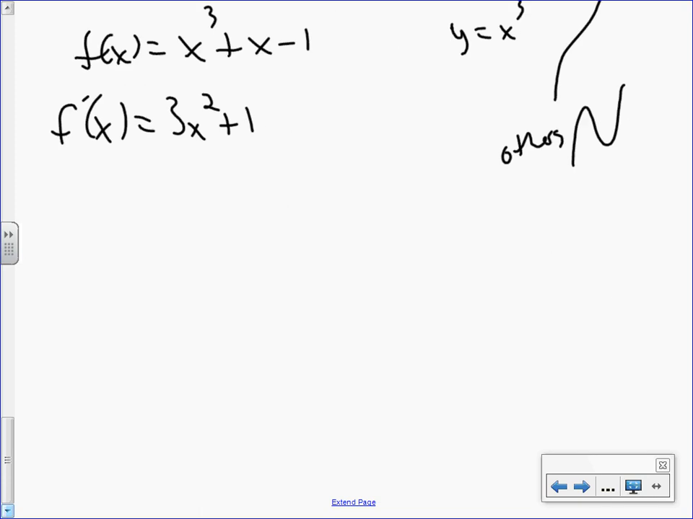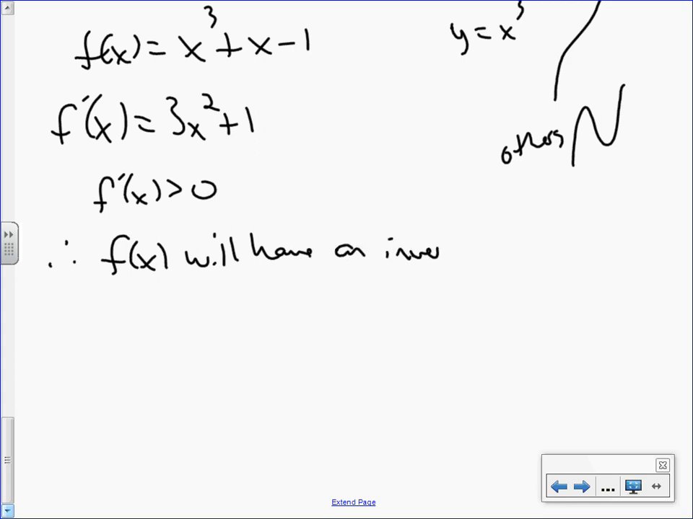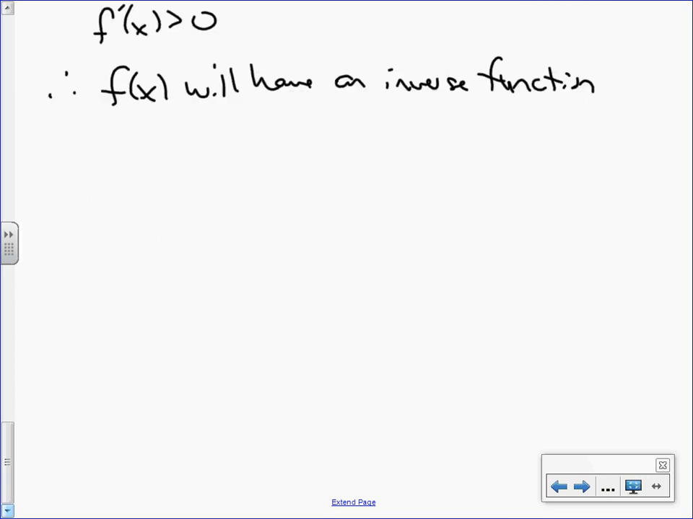So if you look at that derivative, is that derivative ever negative? Square it, multiply it times 3, add 1. So f prime of x is always positive, therefore f of x will have an inverse. I need to add the word function to the end of that. f of x will have an inverse function. Okay, and then we could go about trying to find that inverse function if we wanted to. So that's what's required.